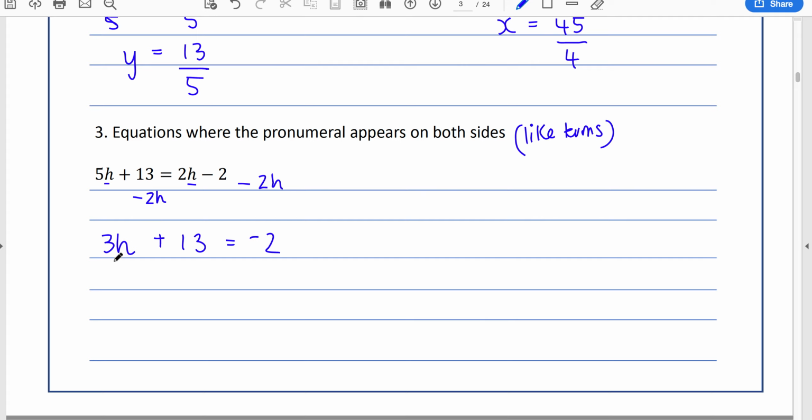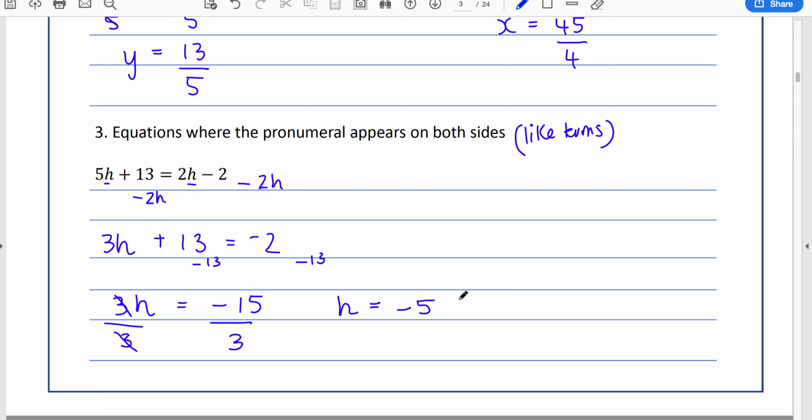My next step, now I've got my h's together, they're collected, now I'll deal with this 13. I want to take away that 13 from both sides since it's being added here. So negative 2 take away 13 gives me negative 15. And finally, I'm going to divide both sides by 3 so that I can cancel that out. And my final answer. Usually I'd put it underneath, but I've just run out of space. So negative 15 on 3 is negative 5.